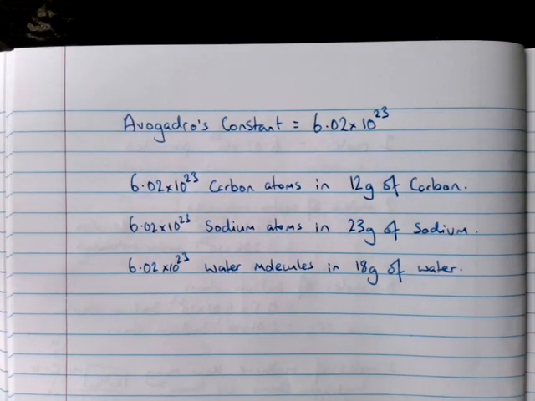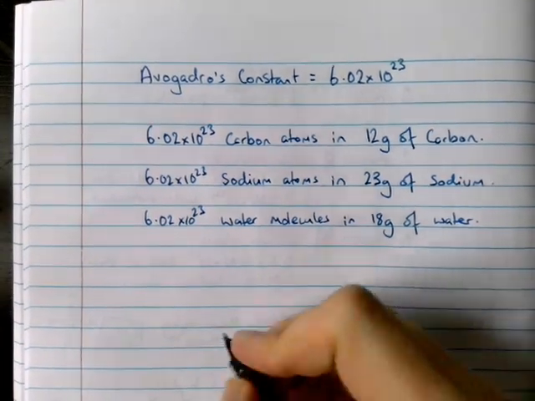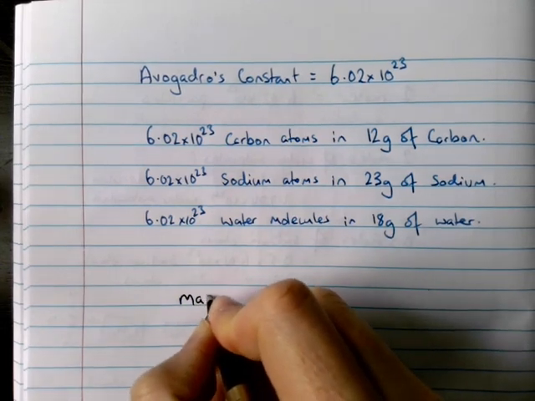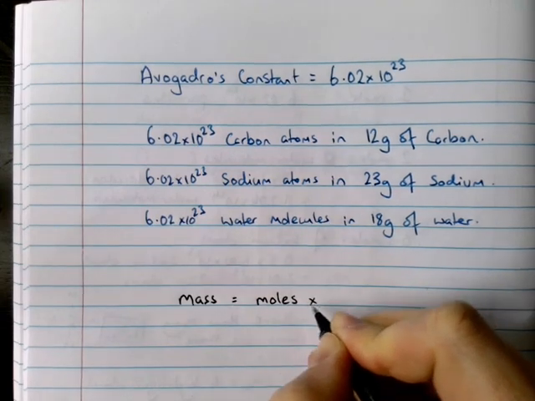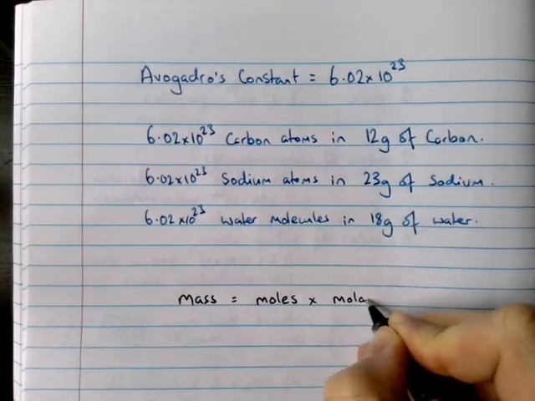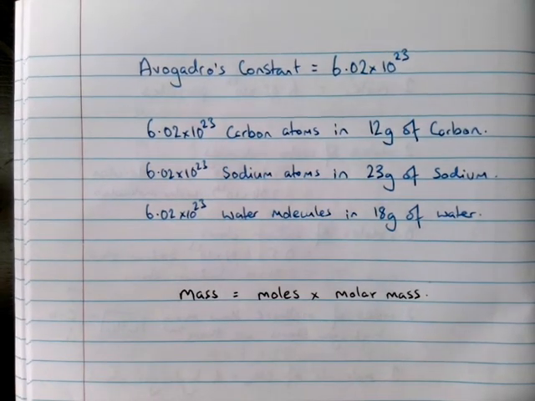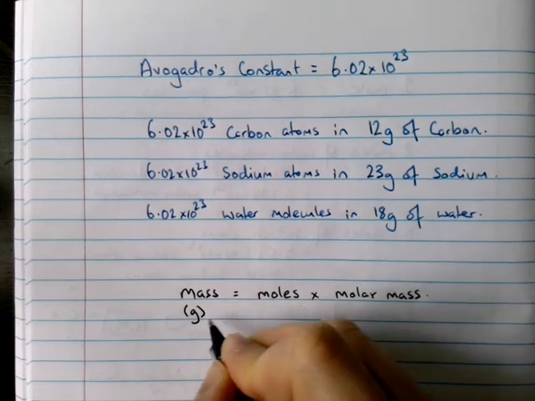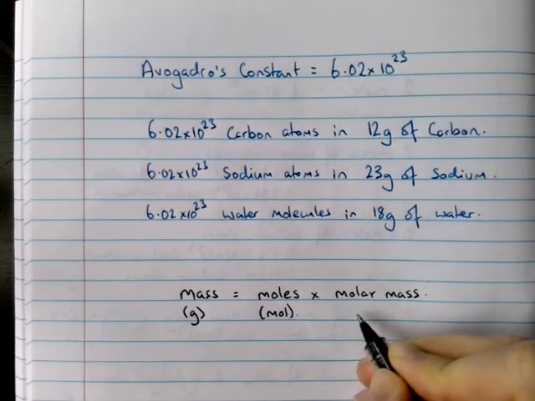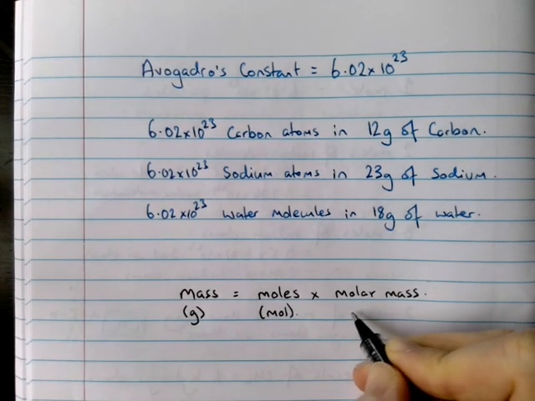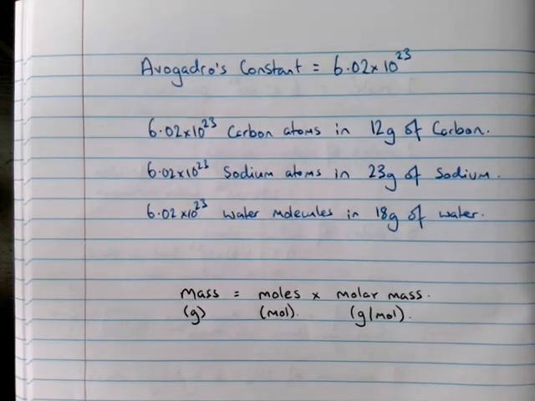And that allows us to write out an equation linking all of these things. And that equation is mass equals moles times molar mass. Okay? Where the mass is measured in grams, the moles, we're just going to have that as MOL, and the molar mass is grams per mole. All right?